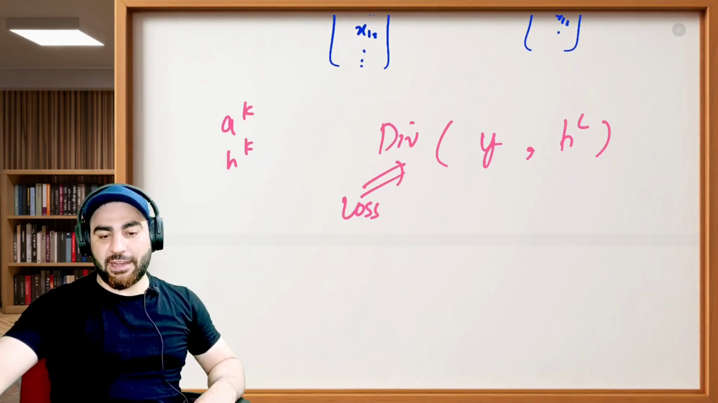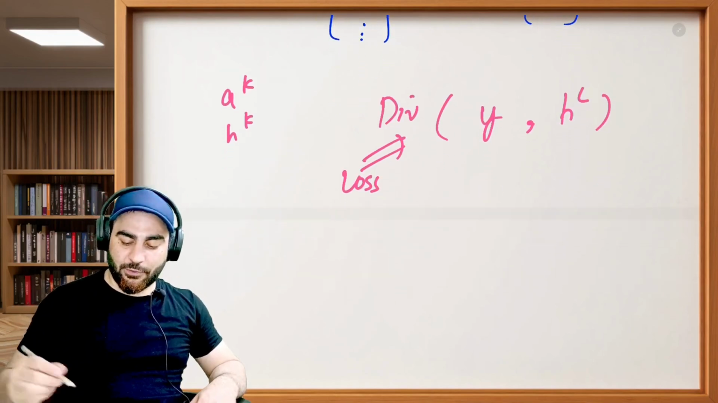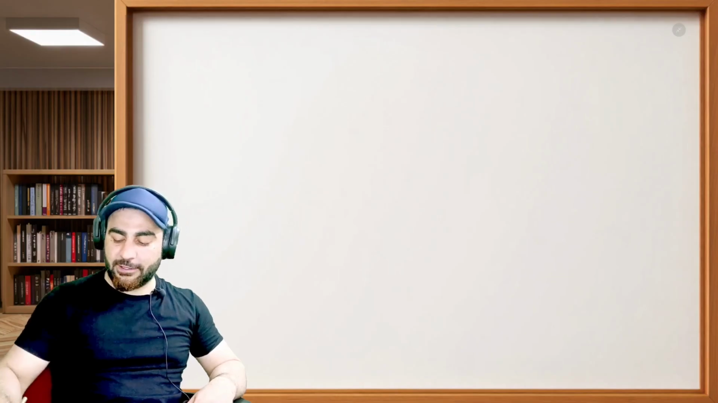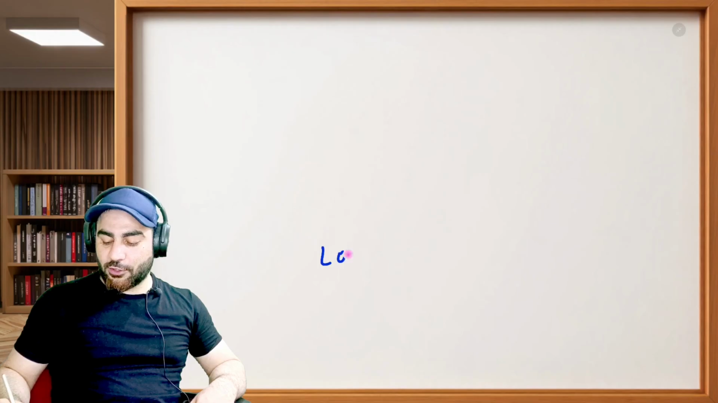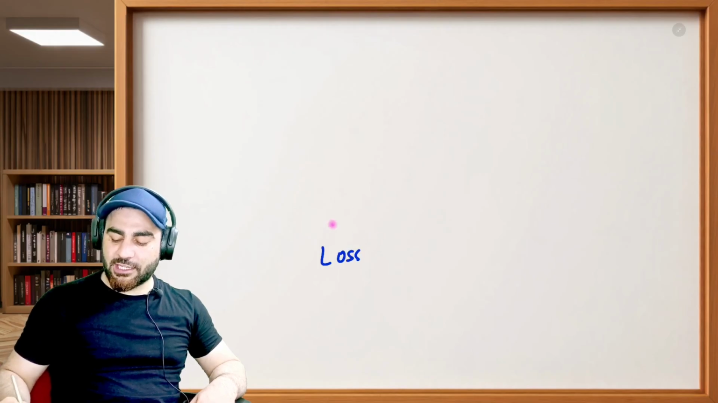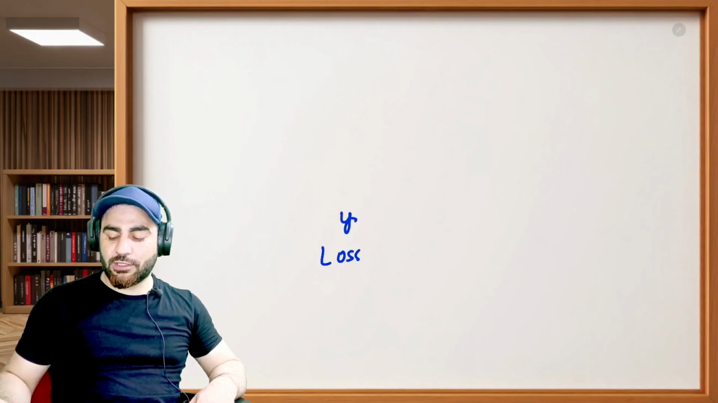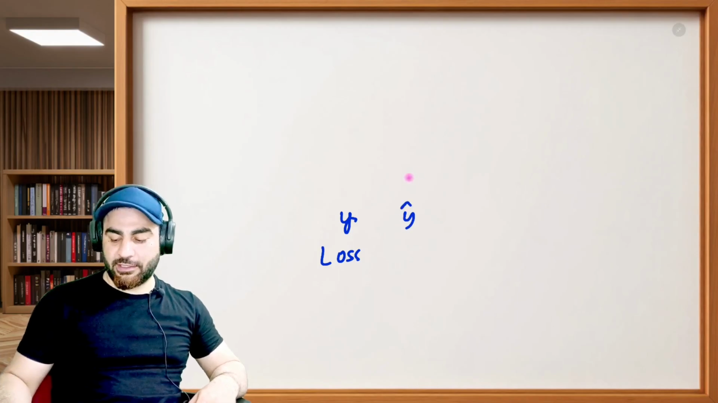Now we'll define a vector which we can call error. Before defining error, I'll tell you one more thing. So you have this loss. How is this loss constructed? Let's go backwards. This loss is basically constructed by two things: you get some ground truth, and you get some prediction, y hat.